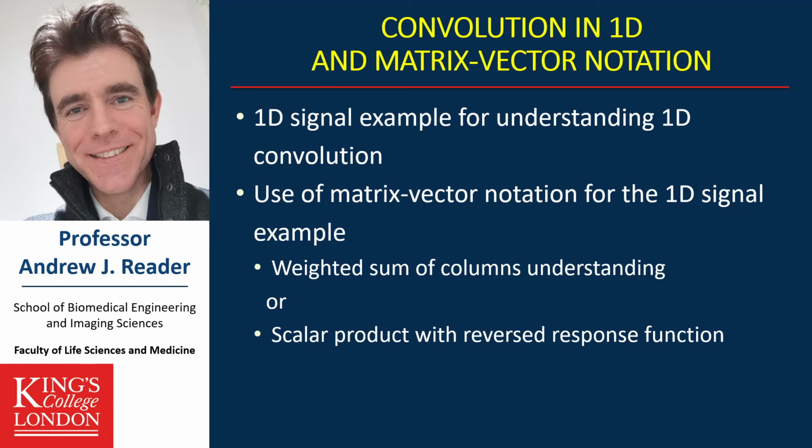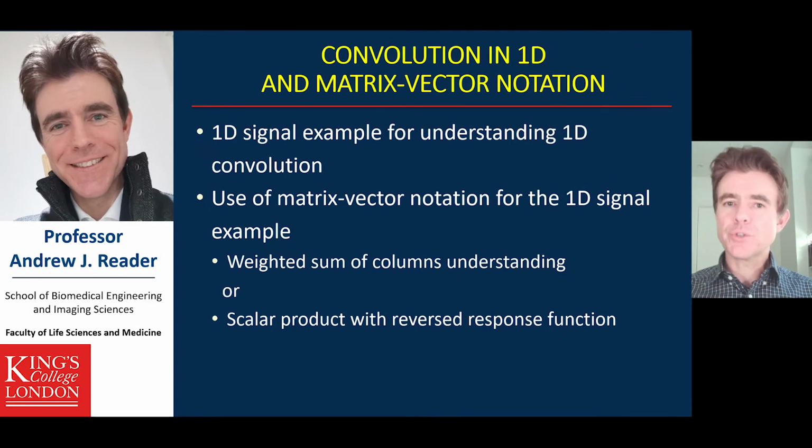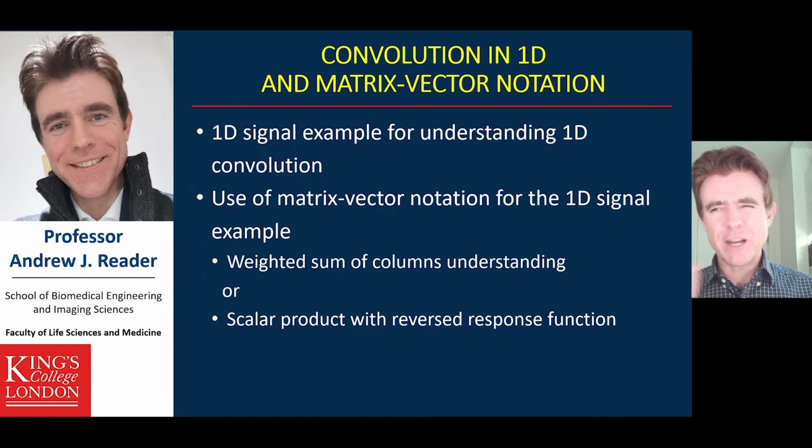So in this section, I'm going to present convolution, giving a 1D example, and also demonstrating matrix vector notation, which I think you'll find is very useful for having a very comprehensive understanding of convolution. As we'll see as these slides unfold, we can consider convolution either as a weighted sum of columns of a matrix, which I much prefer because it naturally fits with the imaging sciences. However, it can also be useful to understand it as a scalar product where we just go across the rows of a matrix. But all of that will become clear as we move along.